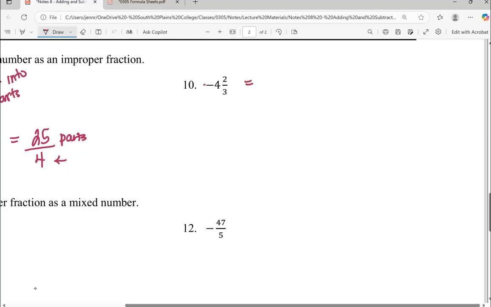This has no impact on a positive or negative, so this should still stay negative. The first thing I'm going to do is take my 4 wholes, my 4 whole numbers, and multiply it by my 3 parts each, which gives me 12. But I had these 2 extra parts here that I need to add in. So when I add the 2 extra parts, I end up with 14 parts, or 14 thirds.